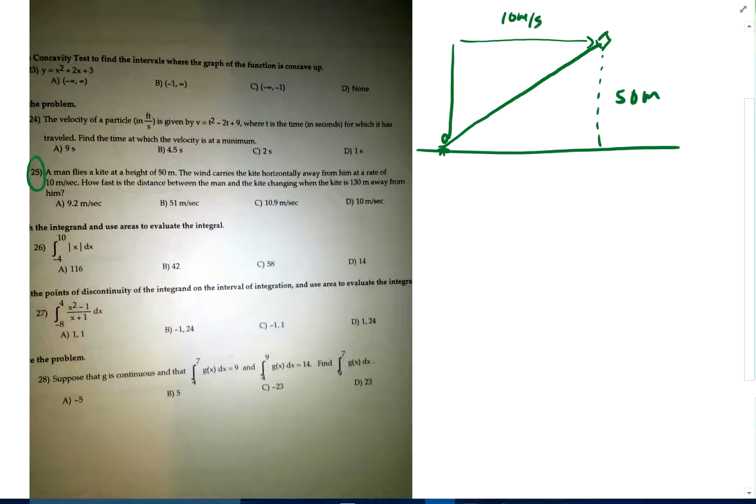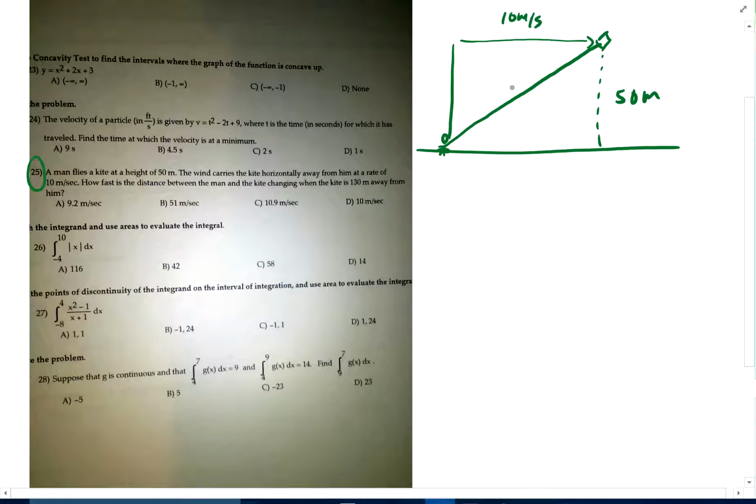Wind carries the kite horizontally away from him at a rate of 10 meters per second. So here's the kite up here, and we know this height is 50 meters. And we know that wind is blowing that way at 10 meters per second. So the idea here is just to put all this information on a picture. How fast is the distance between the man and the kite changing?